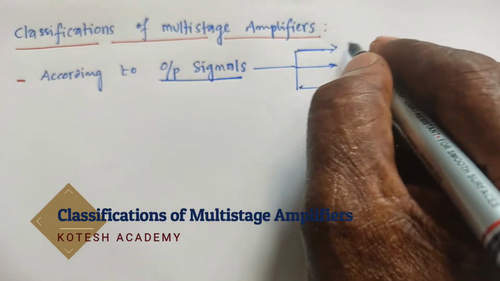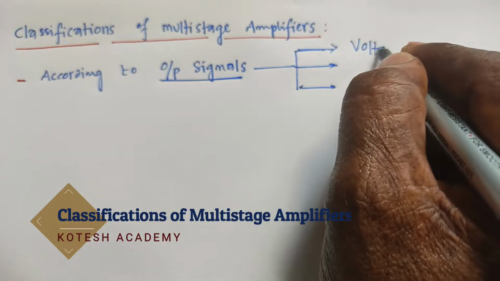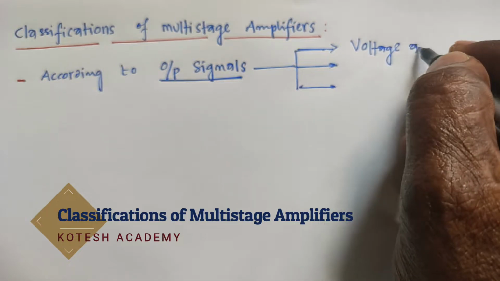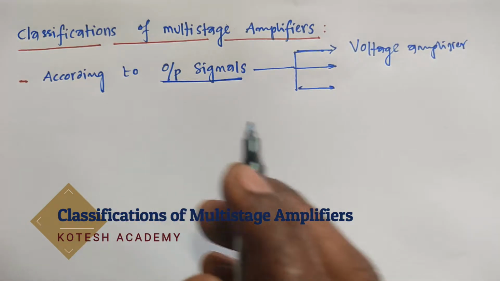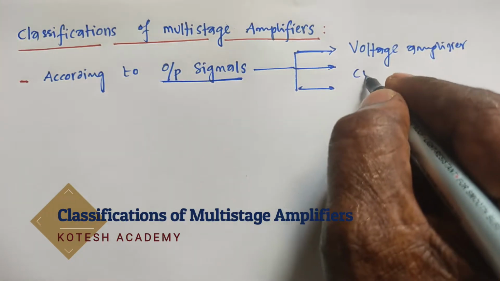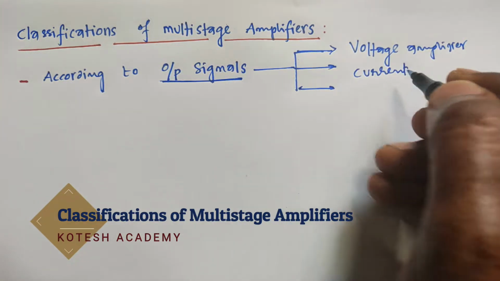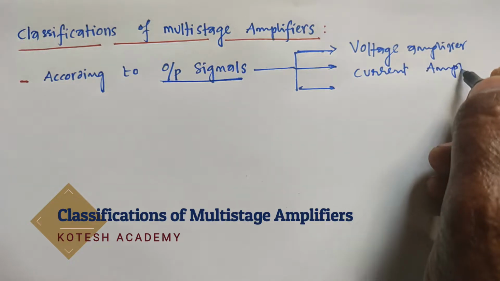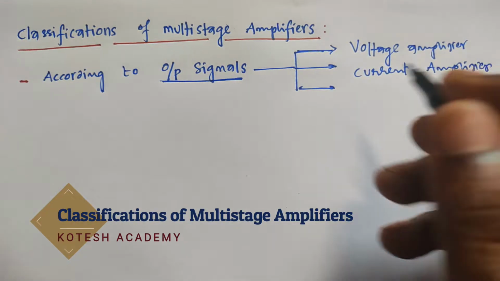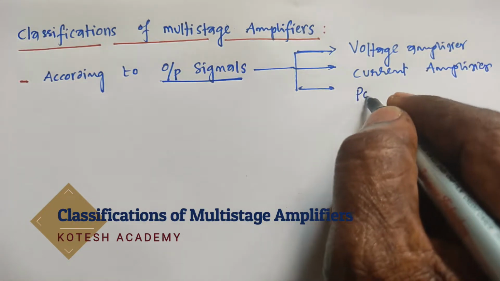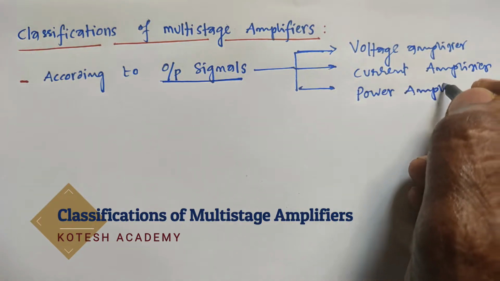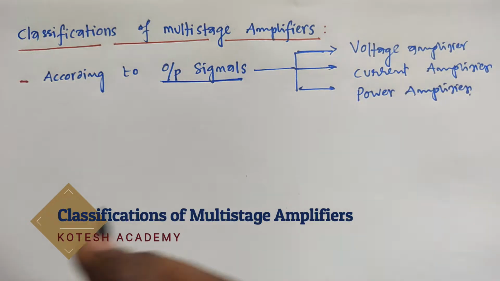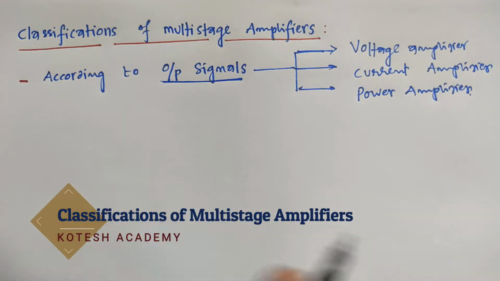One is the voltage amplifier. The voltage amplifier is purely based on the output signal, and another one is the current amplifier. And the third one, based on both voltage and current, we can implement as a power amplifier. Okay, that is according to the output signal.